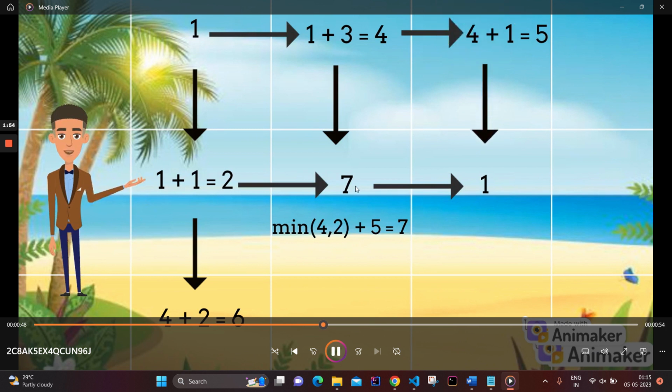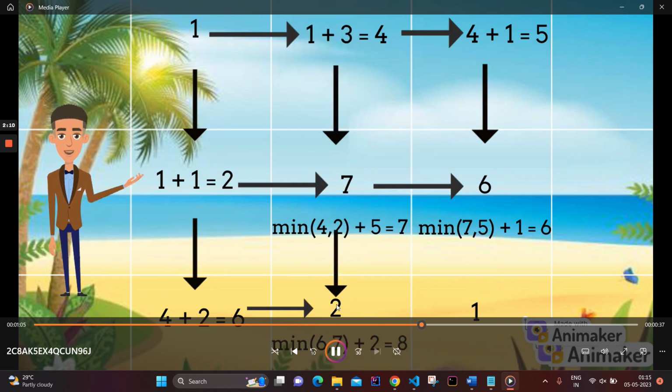Find the minimum value between 7 and 5, which turns out to be 5, and add 1 to this, which the cell already has, and the result becomes 6. So apply the same formula for the next two cells. Find the minimum value between 6 and 7, which turns out to be 6, and add 2 to it, which is 8. And similarly find the minimum value between 8 and 6, which turns out to be 6, and add 1, which is taken from this cell. So the answer to this problem turns out to be 7.